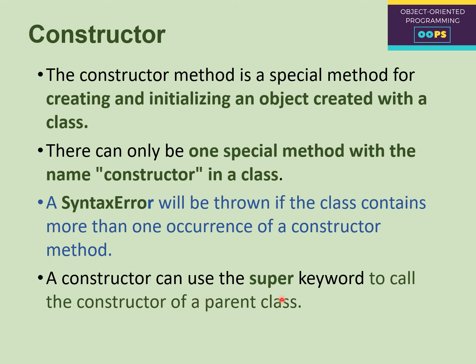A constructor can use the super keyword to call the constructor of a parent class. So in the case of inheritance, the constructor uses the keyword super to call the constructor of its parent.